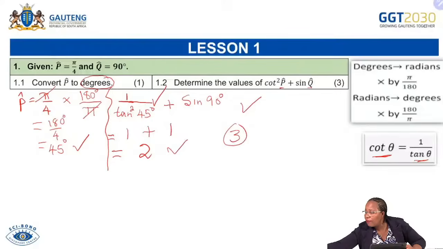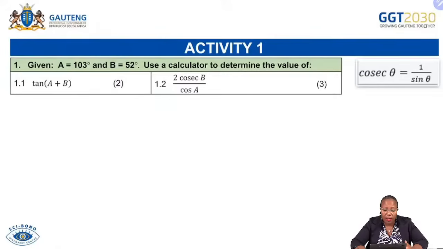And then grade 12, let's see now, can you do your own activity on the substitution part only? I am giving you 3 minutes to do this activity, grade 12, where you are given A is 103 degrees and B is 52 degrees. Use a calculator to determine. You are allowed to use a calculator after substituting to find those values. Your 3 minutes, grade 12, starts now.